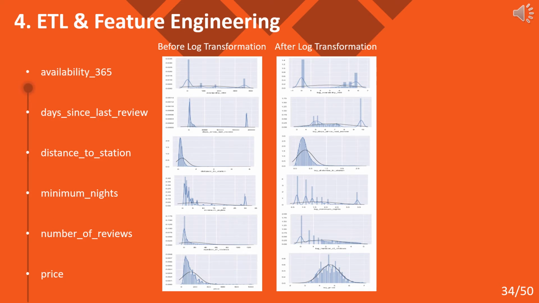Then, we proceed to logarithmic transformation for the next features of our data set. Availability 365. Days since last review. Distance to station. Minimum nights. Number of reviews. Price.